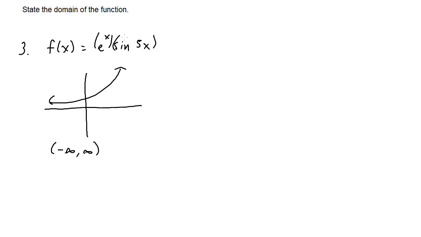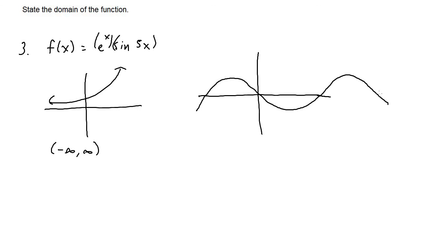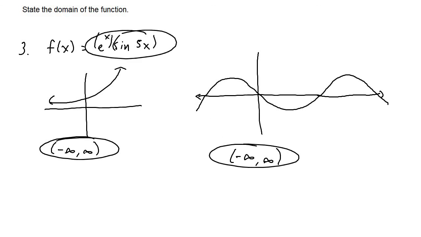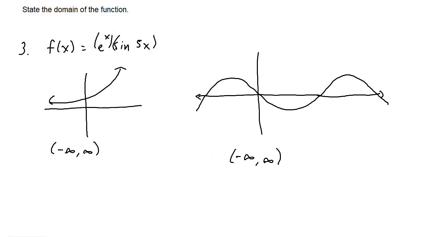And then for the graph of sine of 5x, just think about the graph of sine of x. Instead, the graph is just stretched out 5 times more, because it's not just sine of x, but sine of 5 times x. And the domain of sine of 5x is also going to be from negative infinity to infinity, or all real numbers. Now, when you have two functions that both have domains of all real numbers, and you multiply them together, then the domain will still remain as all real numbers. So I'm just going to write it in interval notation as from negative infinity to infinity.